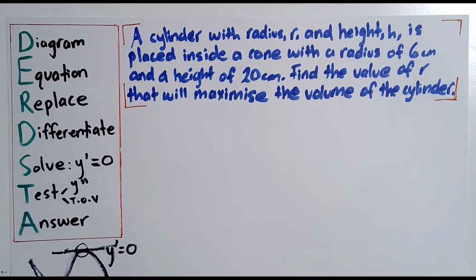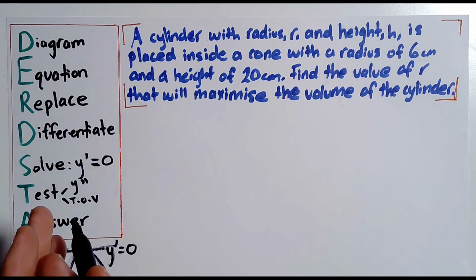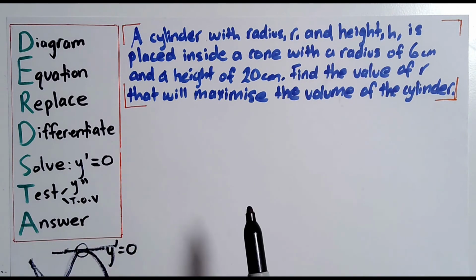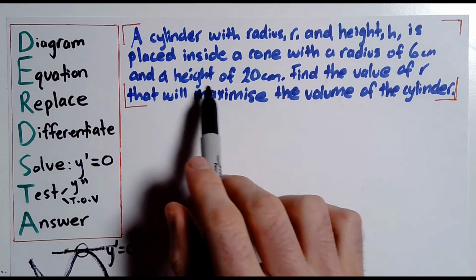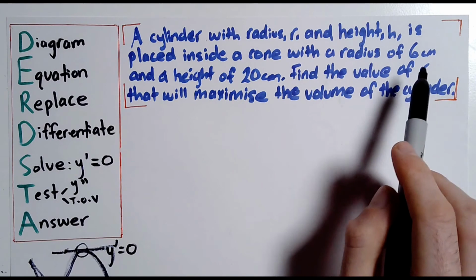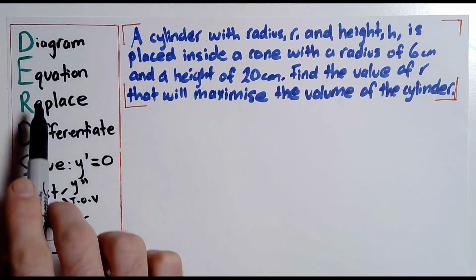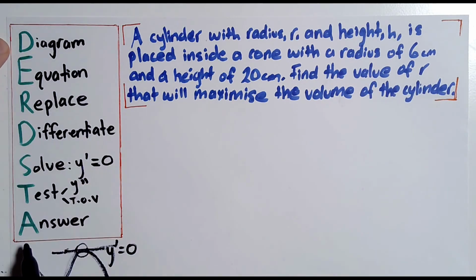Today we're going to be looking at optimization problems using differentiation. So questions which require you to find the maximum or the minimum of a particular thing. We're going to be looking at that process using this example here, but I'm going to be applying principles which is represented by the acronym DERDSTER.